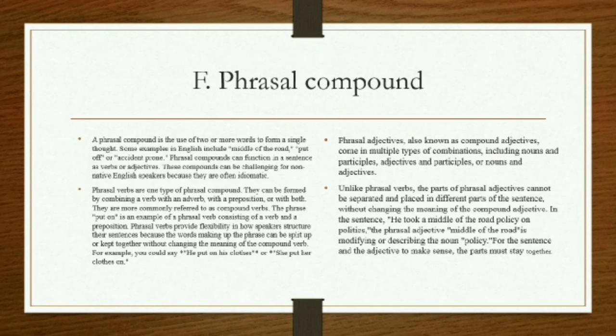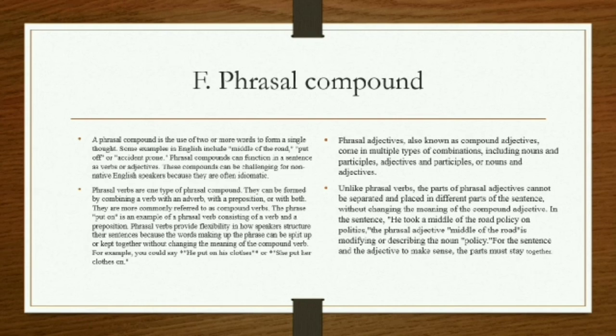A phrasal compound is the use of two or more words to form a single thought. Some examples in English include middle of the road, put off, or accident prone. Phrasal compounds can function in a sentence as verbs or adjectives. These compounds can be challenging for non-native English speakers because they are often idiomatic.